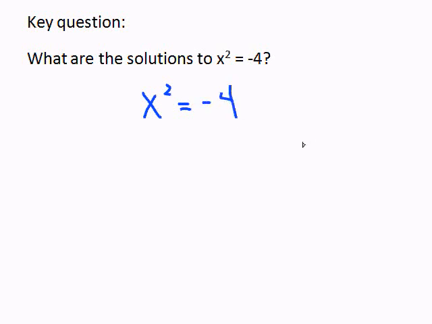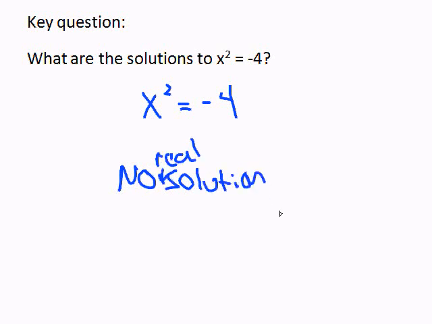The answer, there is no number. Because when we square any number, or any real number rather, we'll end up with a positive answer. So there's no real, let me insert that word, solution. You could also see that by trying to take the square root of both sides. And the square root of negative 4, if you try to take that in your calculator, you would most likely get an error message saying non-real answer.